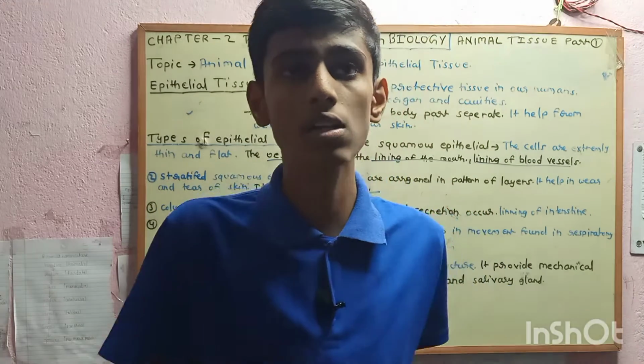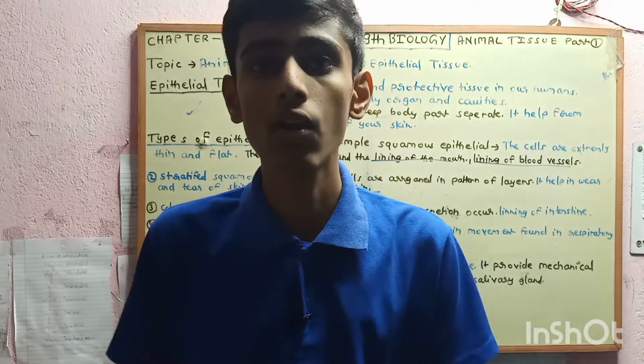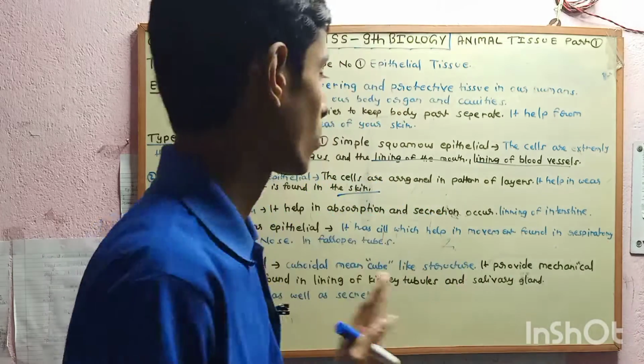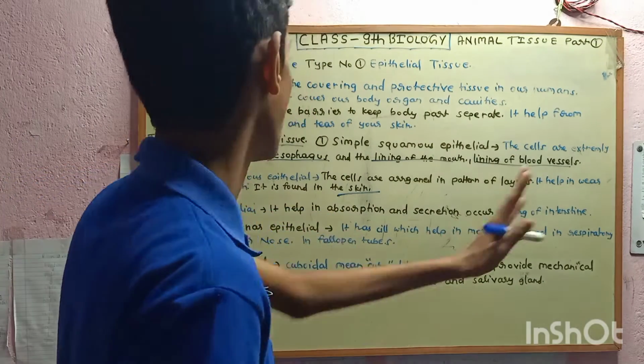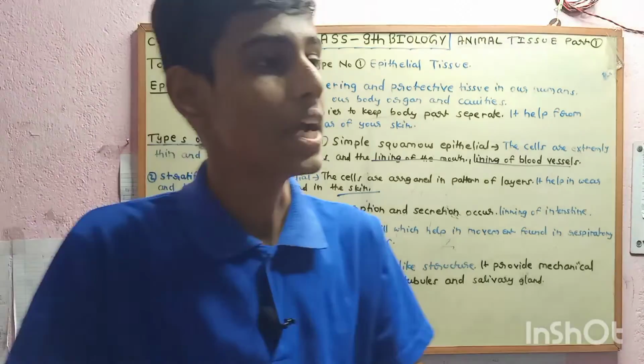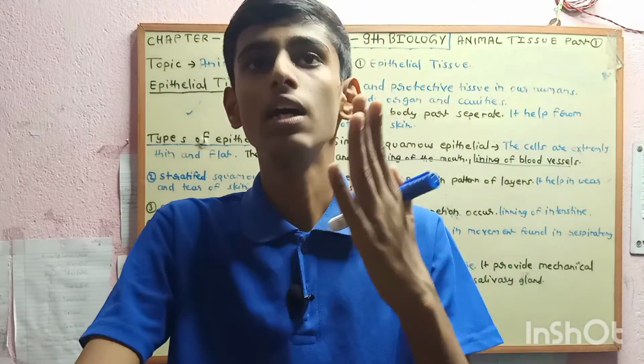If you see your lungs, they are covered by the epithelial tissue. If you see your heart, it is covered by the epithelial tissue. It is the lining, and it gives a barrier to keep body parts separate. It helps us from wear and tear, means from injury, or if there is a cut in your skin, who will help? It will help, the epithelial tissue.